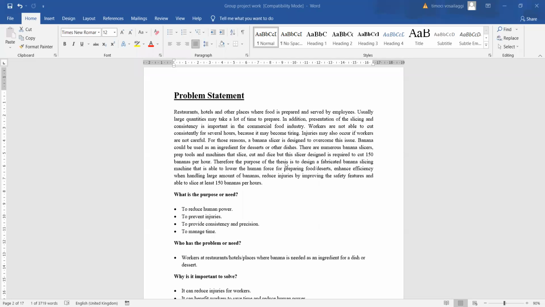Therefore, the purpose of this thesis is to design, so it's not a thesis. The purpose of this project is to design a fabricated banana slicing machine that is able to lower human force by preparing food. Okay. This is a really good example of a problem statement, okay? Apart from just a few points, this is a really good problem statement. So guys, very well done.